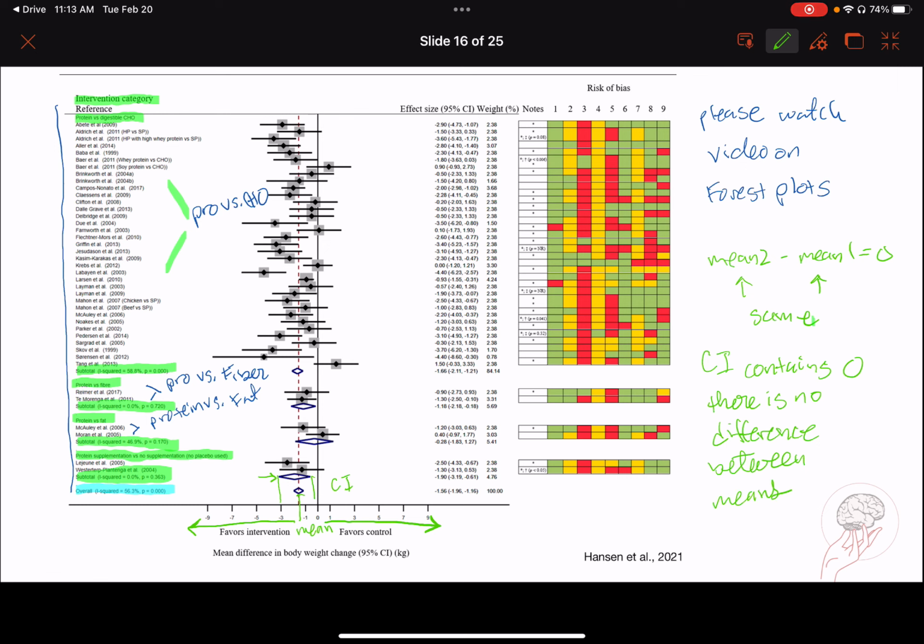So here we see that overall, there is a slight effect of protein versus other foods. But if we look at the individual ones, like the protein versus fat, there's no difference. You can see that this diamond crosses 0. If we look at the protein versus fiber, it's hard to see, but it's also not significant.